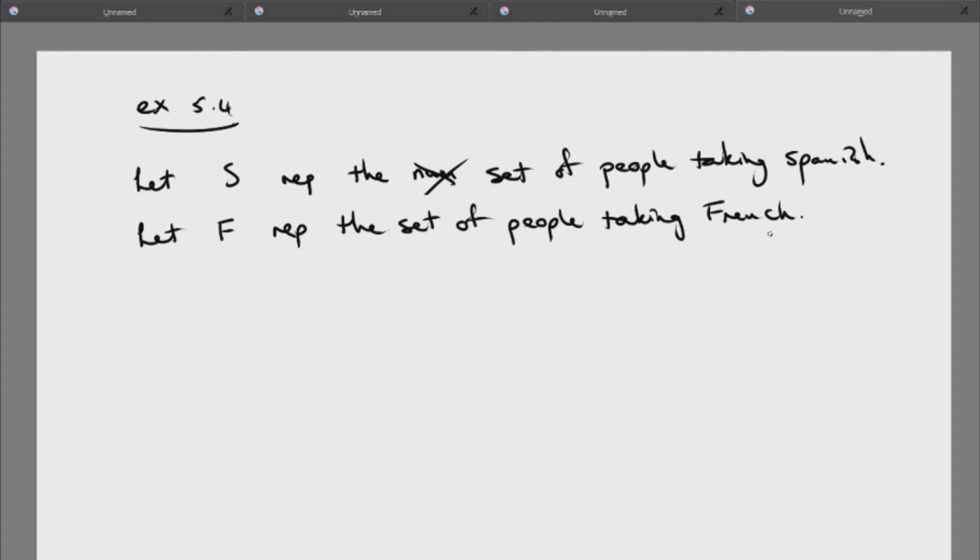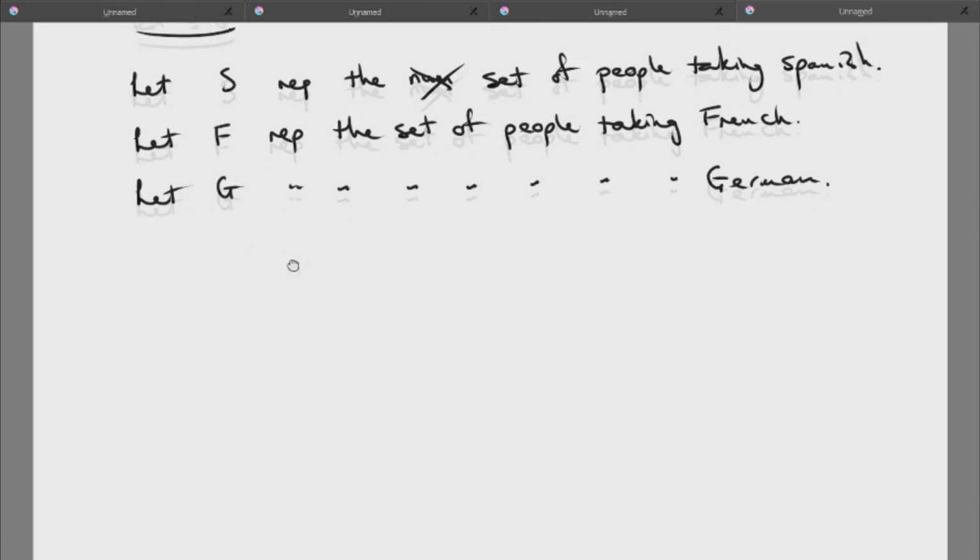Taking French. My writing is not very good today. Let me know if you can't read something. And G. Now the words are exactly the same, so I can do a little bit of a shortcut. That's okay. Because I've written all the words, the sentence structure is exactly the same. But that's okay. No confusion there. But don't say G is German. It is not.